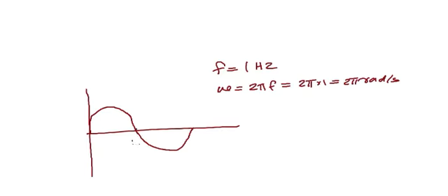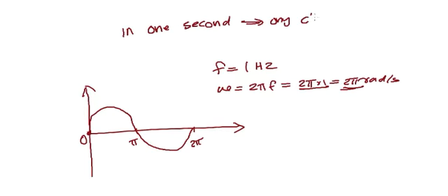This is pi, this is 2 pi. Okay, this is 0. We know that omega equal to 2 pi. Therefore, f equal to 1 hertz means in 1 second, 1 cycle. In 1 second it will complete 1 cycle, and in another 1 second it will complete 1 cycle, and like that.